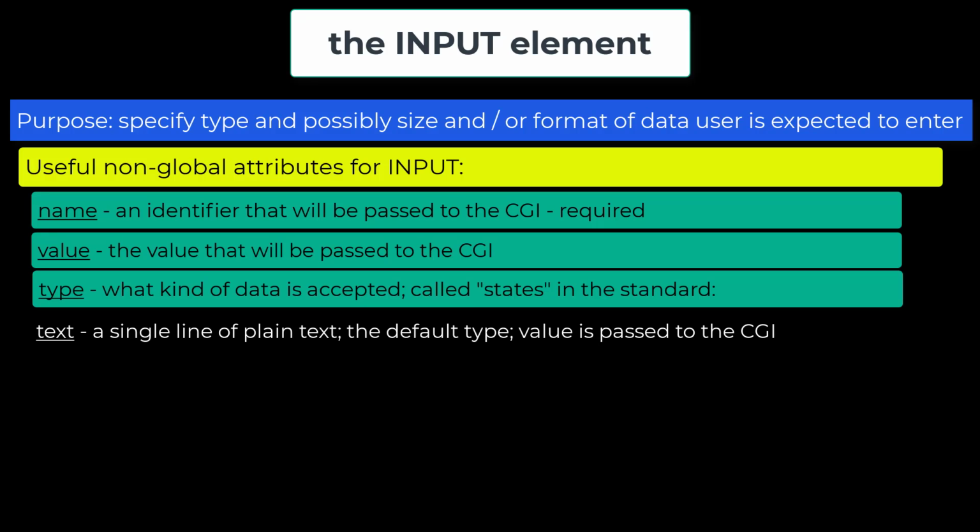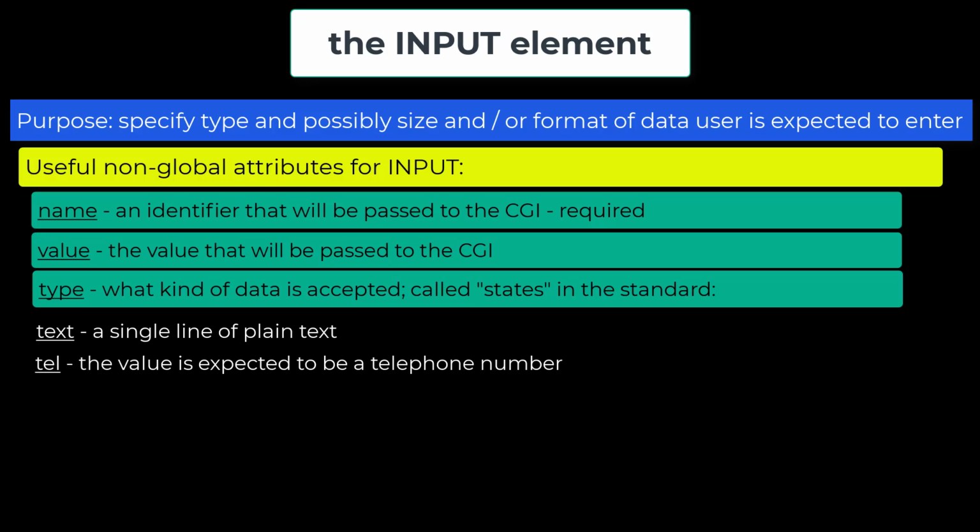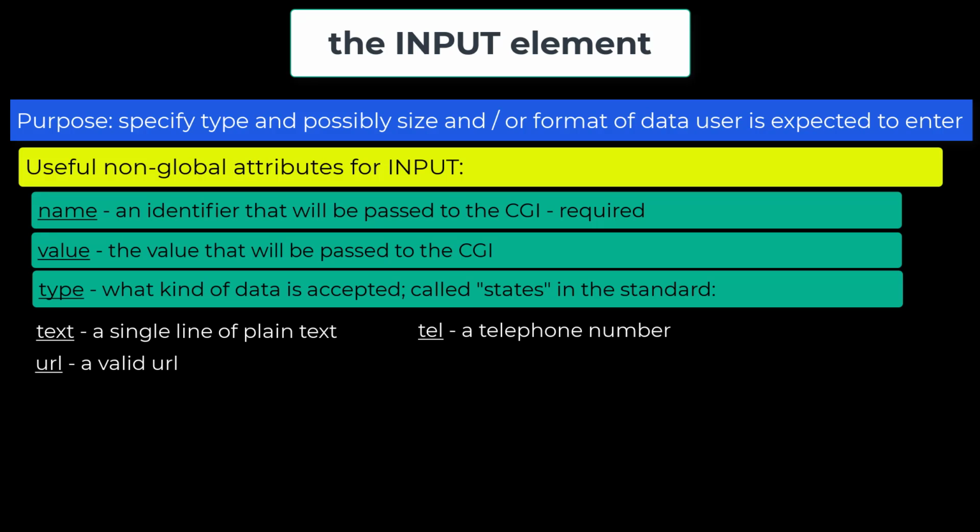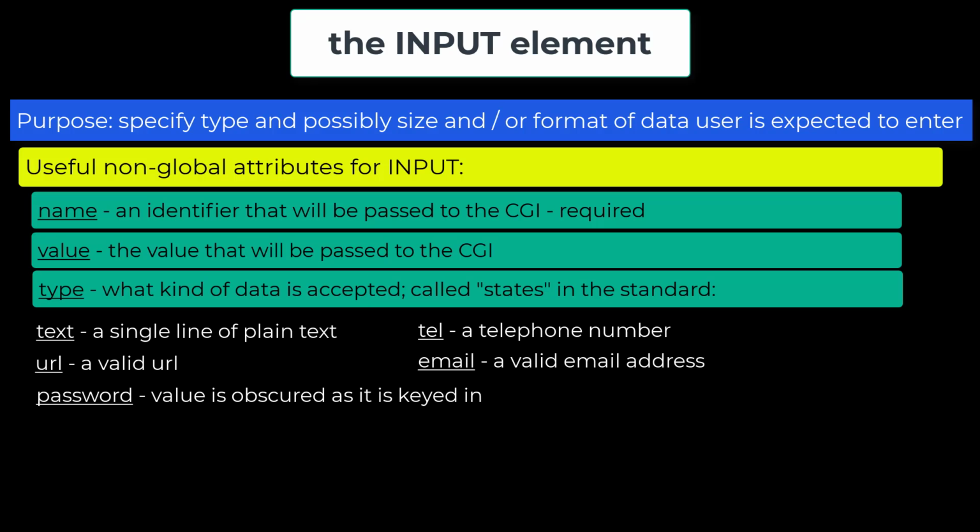Text. The value is expected to be a single line of plain text. This is the default type. The user is able to key in data and the result will be the value passed to the CGI. Tel. The value is expected to be a telephone number. URL. The value is expected to be a valid URL. Email. The value is expected to be an email address. Password. The value is obscured as it is keyed in.